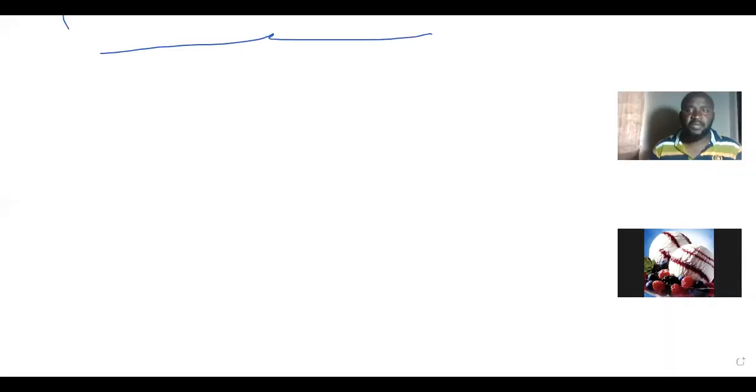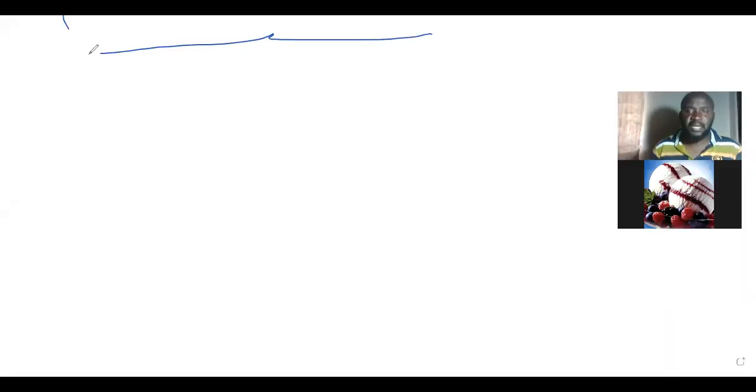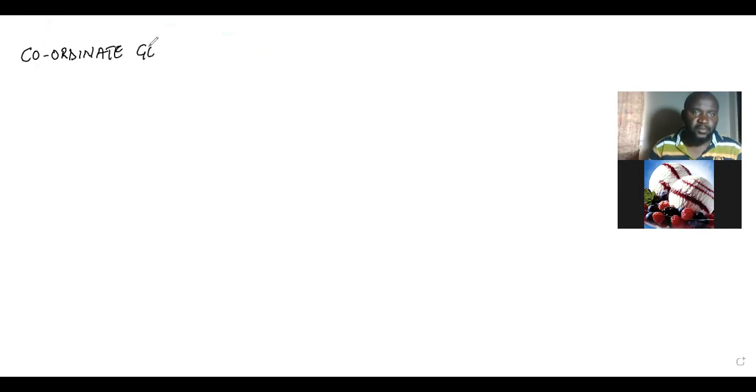Coordinate geometry, and indeed we are ready for coordinate geometry. So today we are introducing coordinate geometry like I promised, and we can have our heading: Coordinate Geometry.